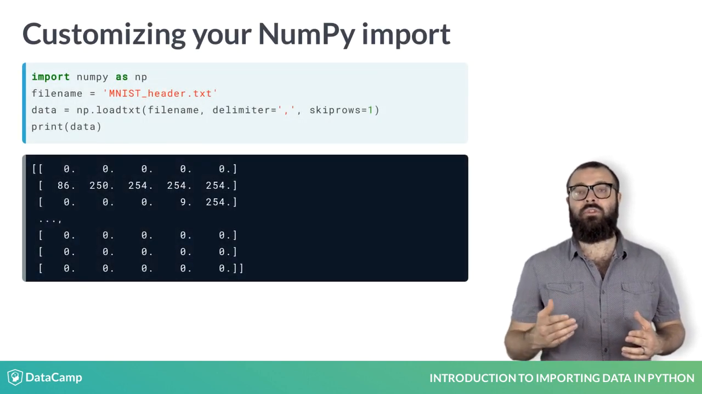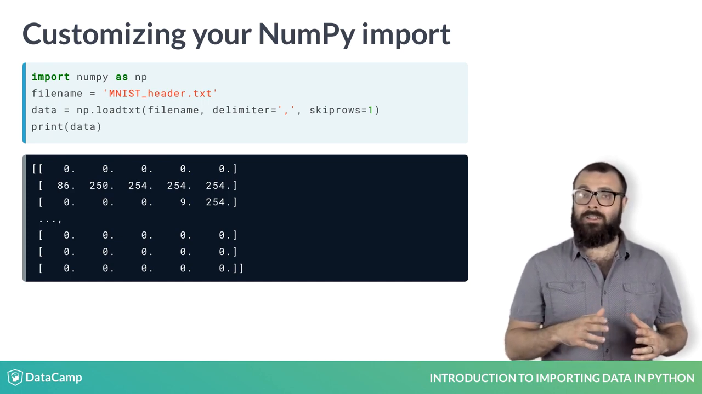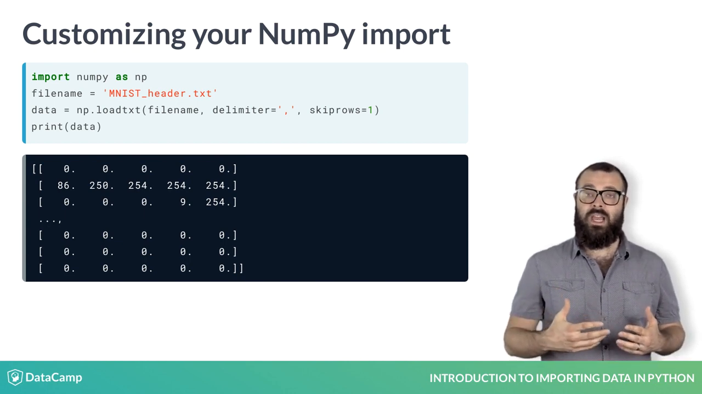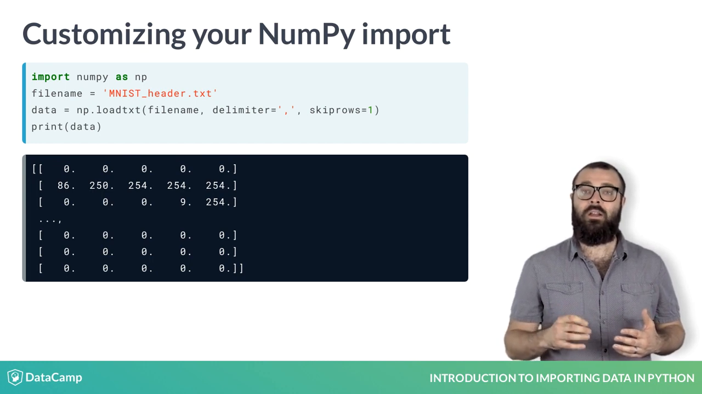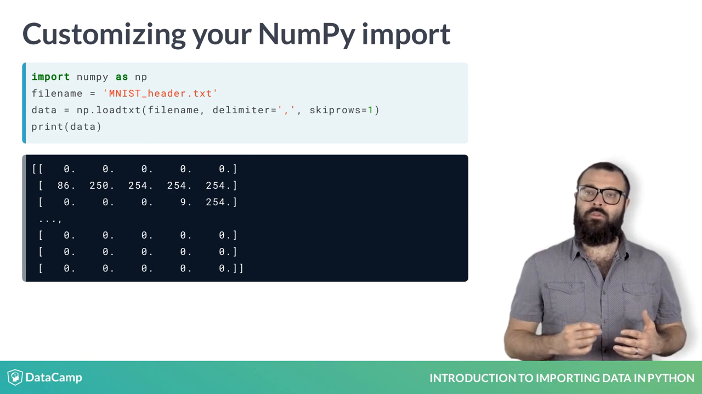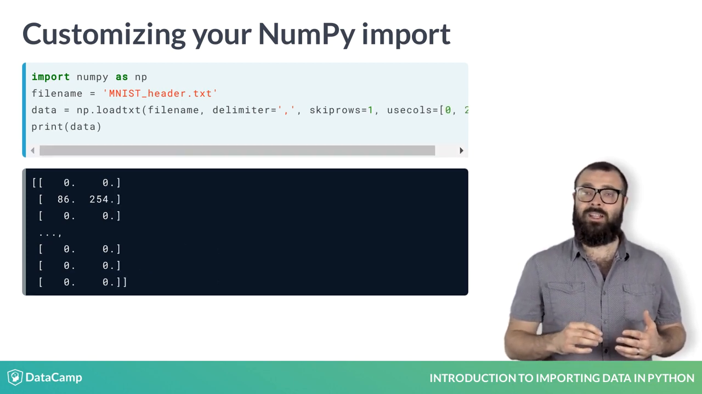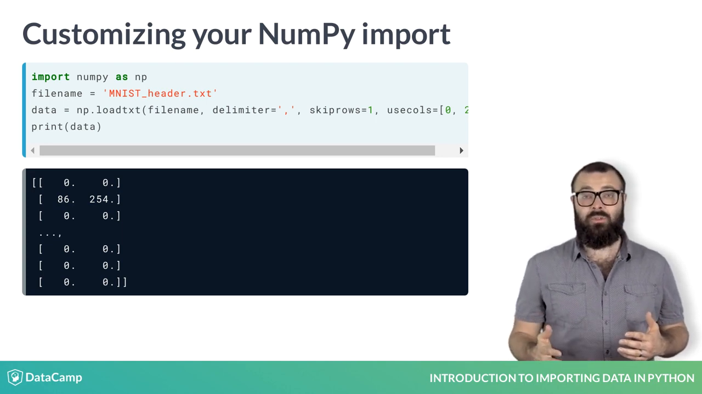There are a number of additional arguments you may wish to specify. If, for example, your data consists of numerics and your header has strings in it, such as in the MNIST digits data, you will want to skip the first row by calling loadtxt with the argument skiprows equal to 1. If you want only the first and third columns of the data, you'll want to set usecols equal to the list containing ints 0 and 2.